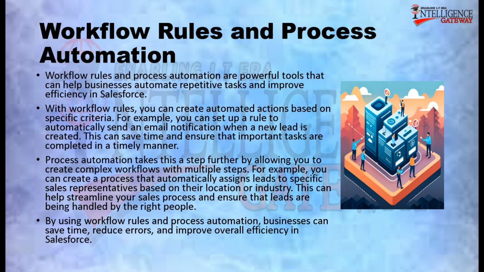This can save time and ensure that important tasks are completed in a timely manner. Process automation takes this a step further by allowing you to create complex workflows with multiple steps. For example, you can create a process that automatically assigns leads to specific sales representatives based on their location or industry. This can help streamline your sales process and ensure that leads are being handled by the right people. By using workflow rules and process automation, businesses can save time, reduce errors, and improve overall efficiency in Salesforce.